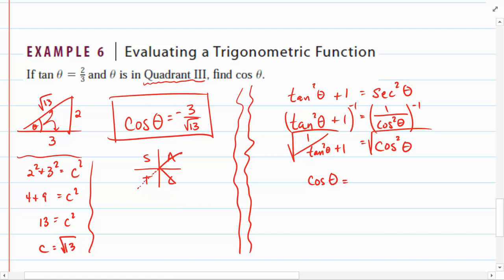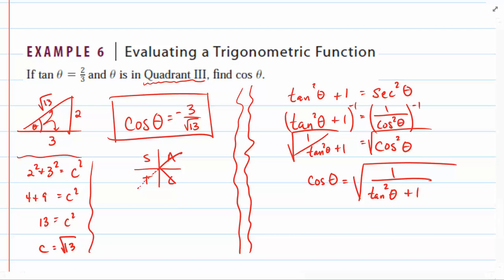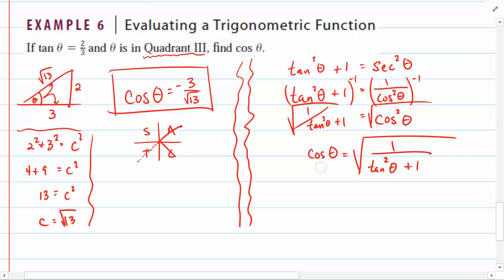So cosine of theta is now equal to the square root of 1 divided by tangent squared of theta plus 1. Now we can just make some substitutions and finally identify what cosine of theta is. We knew that tangent of theta was equal to 2/3, so therefore cosine of theta is equal to, again, the square root of 1 divided by, now we're not going to look at this as tangent squared, but rather 2/3 squared plus 1.